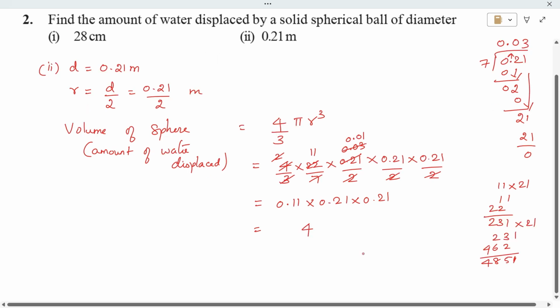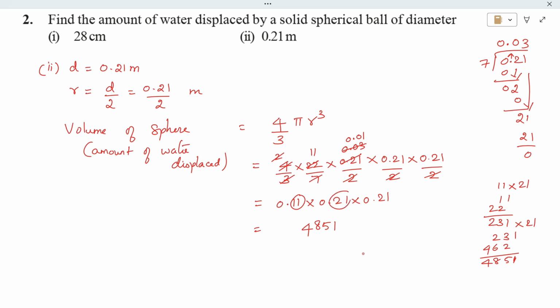Now remove the decimal, multiply normally and place the decimals. So you're getting the answer as 4851, but I have to place the decimal digits. So there are 6 decimal digits. So from the right, I have only 4 digits here. So I'm moving towards the left. So I have to add 2 more digits and place the decimal. So it is going to be 0.004851 and the unit is meter cube.